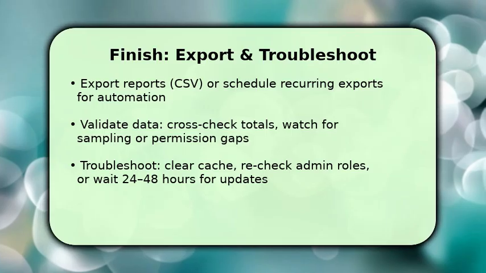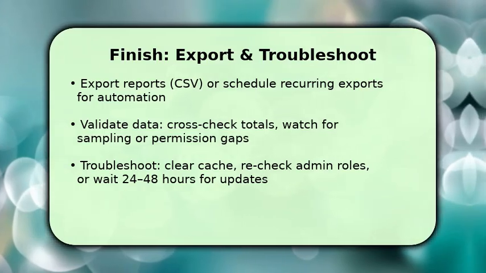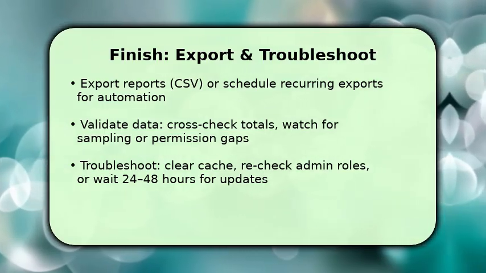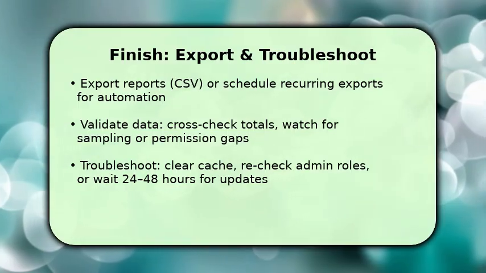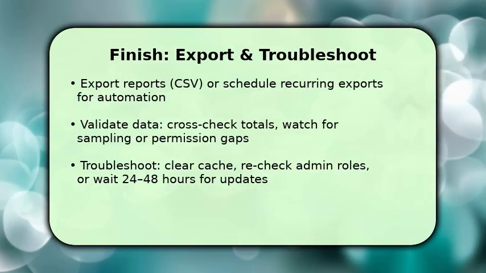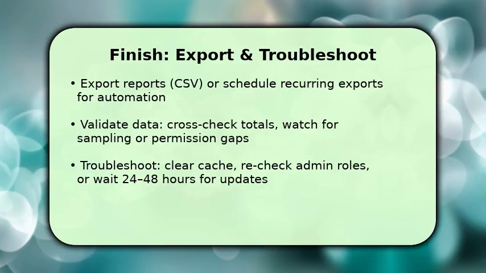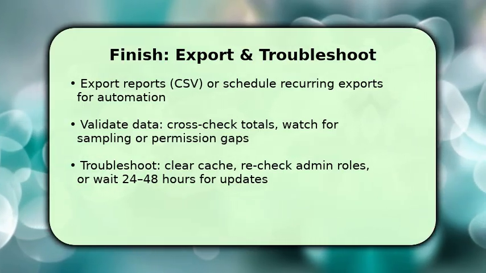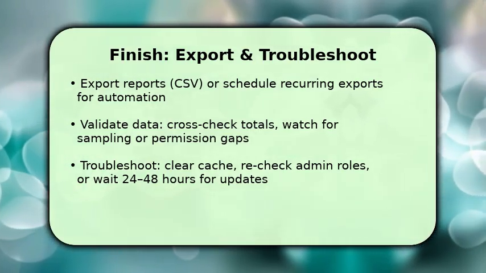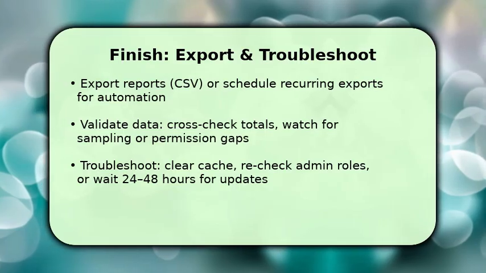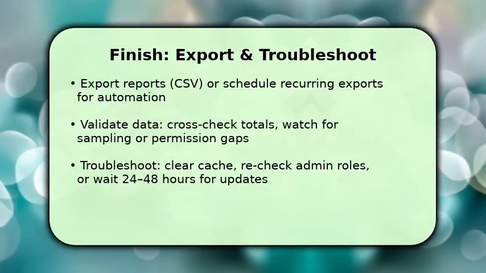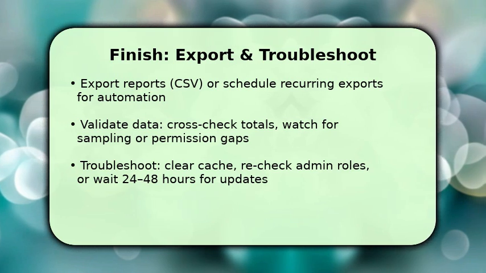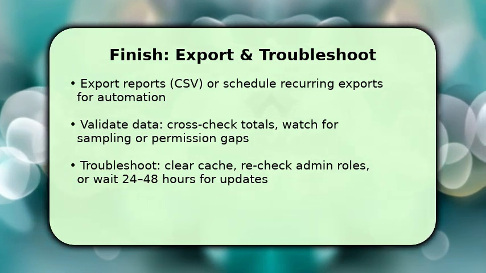After export, validate numbers against on-screen totals and other sources to catch sampling or permission gaps. If metrics look wrong, clear your cache, confirm admin roles, and rerun the report. Some LinkedIn metrics lag by 24-48 hours, so patience helps. Finally, if problems persist, reauthorize any connected apps or re-download the CSV to ensure you have the freshest data.